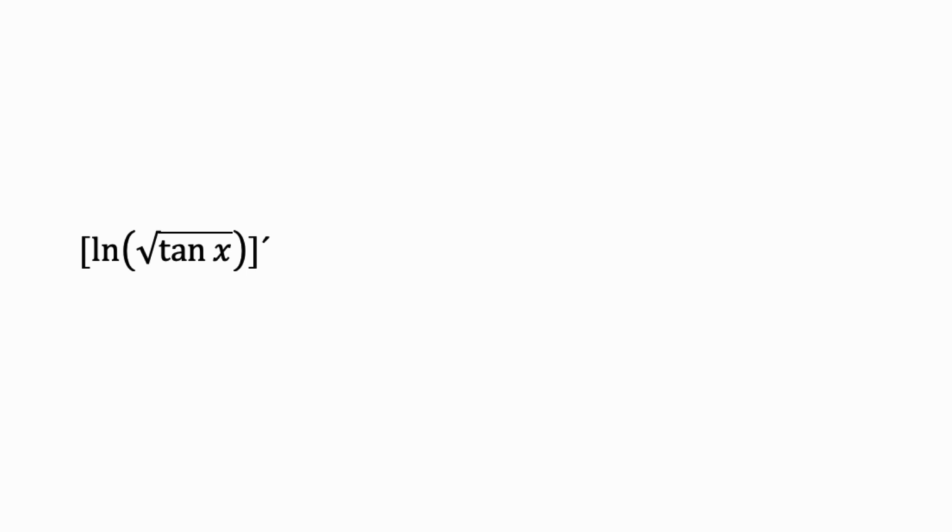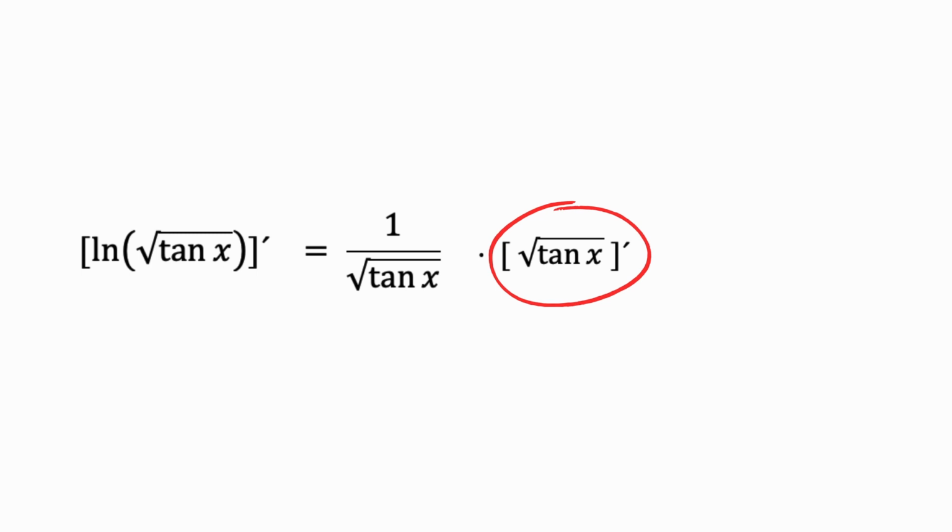So our outside function is the natural logarithm. The derivative is usually 1 over x, but in this case we have 1 over the square root of tan x. And now we multiply by the derivative of what is left. As you can see, the square root of tan x is still a composite function, so we need to repeat the process once more. Our outside function here is the square root, and our inside function is simply tan x.